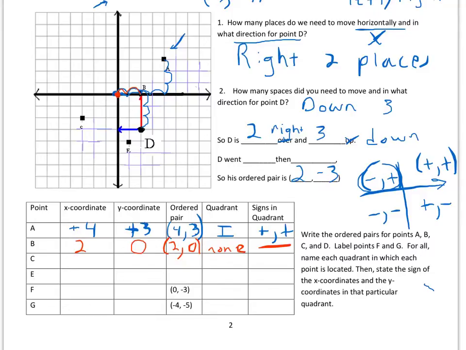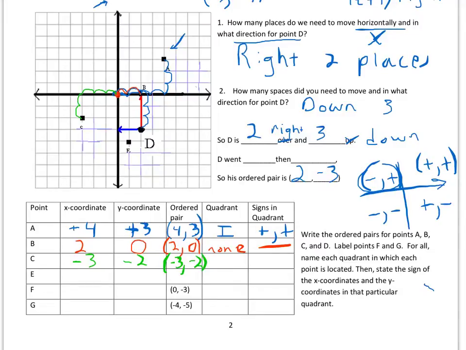All right, point C. To get to point C, let me change colors. Let's use green. Again, I always move left or right. So 1, 2, 3 left. Now, if I'm going left, it's going to be a negative, so negative 3. And then for my y coordinate, I would move down. So I keep my pencil here and then go 1, 2. So I would move down 2. I know down is negative. So my ordered pair would be negative 3, negative 2.